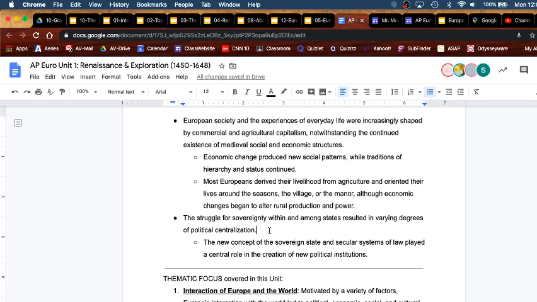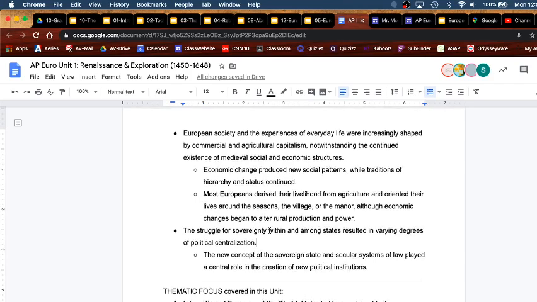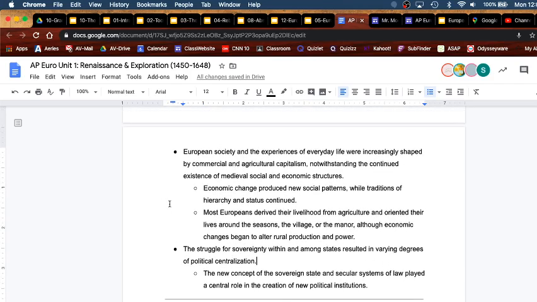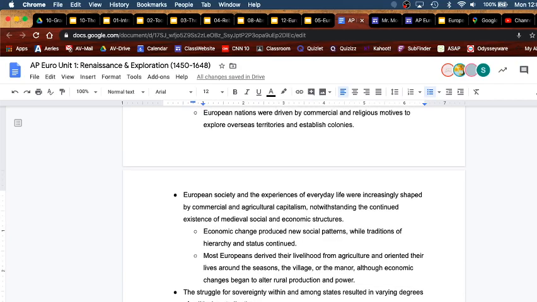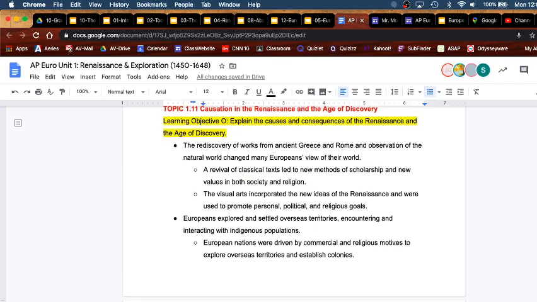The struggle for sovereignty within and among states resulted in varying degrees of political centralization. The new concept of a sovereign state and the secular system of law played a central role in the creation of new political institutions. That is really just a culmination.